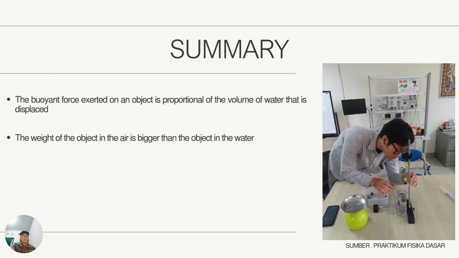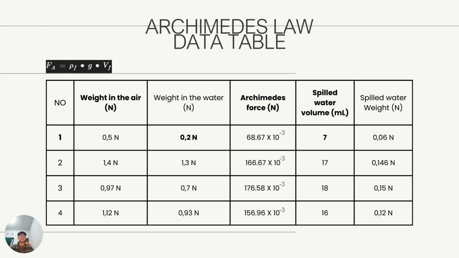Now, summary. The buoyant force exerted on an object is proportional to the volume of water that is displaced, and the weight of the object in the air is bigger than in the water. As you can see in this table, with the spilled water, the weight in the water and the weight in the air, the weight in the water is smaller than the weight in the air. As you can see in the example of number 1, it is 0.2 Newtons in water, while in the air it is 0.5 Newtons.